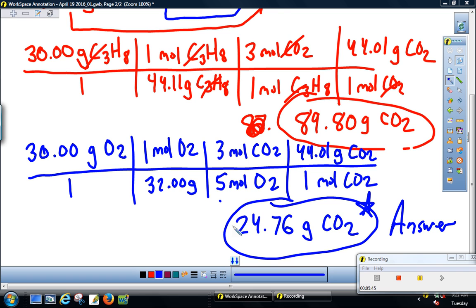In the next tutorial, we're going to learn how to figure out how much of the excess reactant you have left over. I hope this helps.